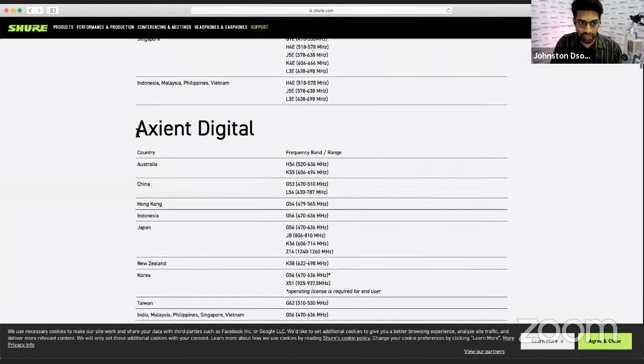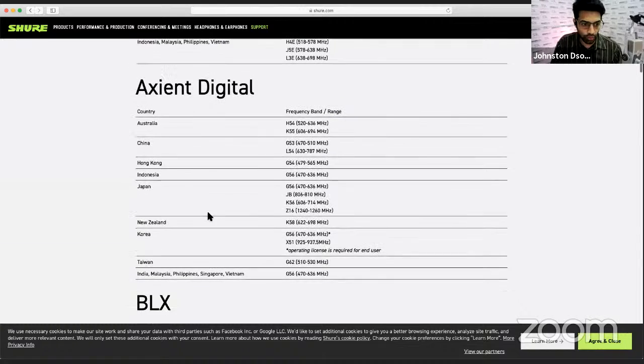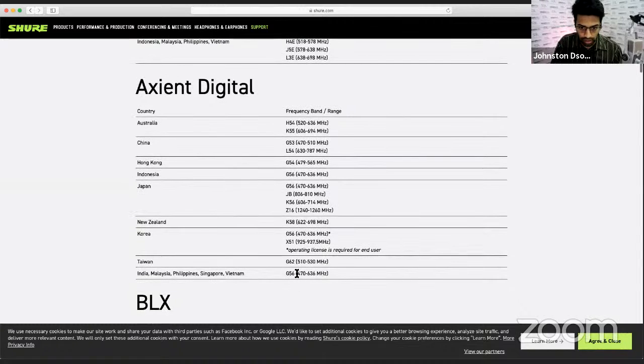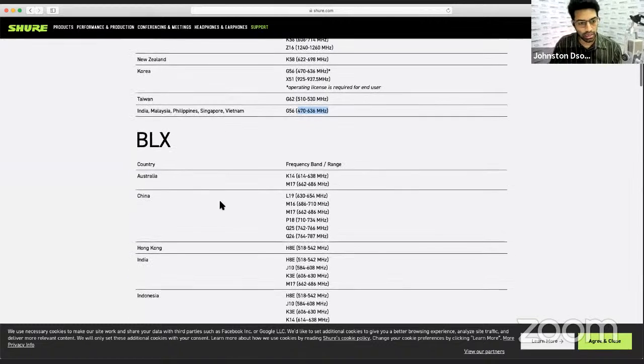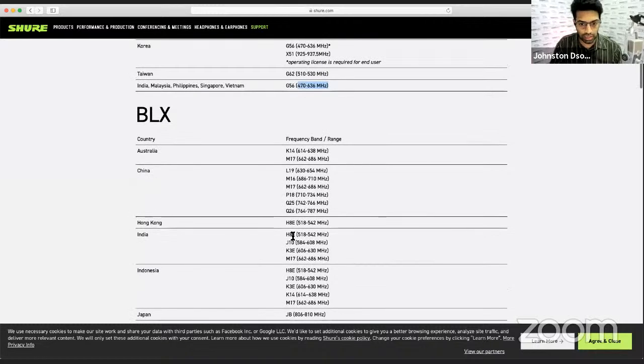When you buy the digital system, Axient Digital, you again look for India right here. 470 to 636. Then the BLX system. BLX is the one that we have here. This is the lower end series, entry level wireless microphones. So again, you'll read here. These are the frequencies available for India. So you're getting the point.